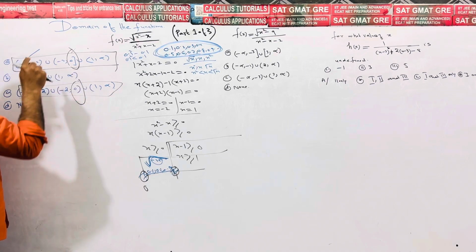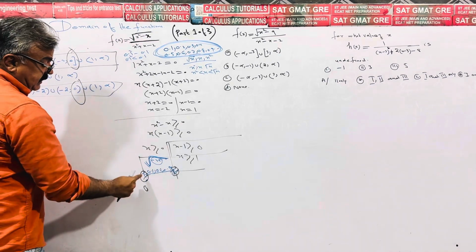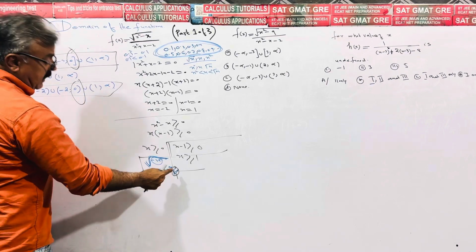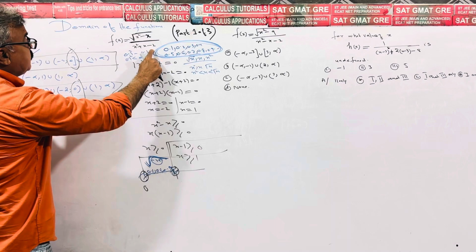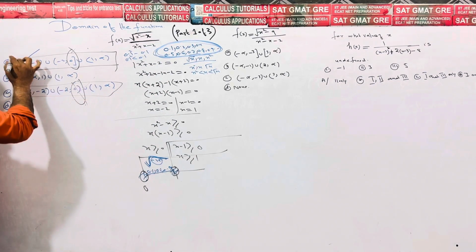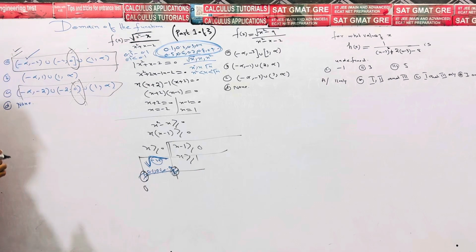0 we can afford. 0 is in our domain, and 1 is not in our domain from this point of view. So discarding this option, that is the right option in that case.